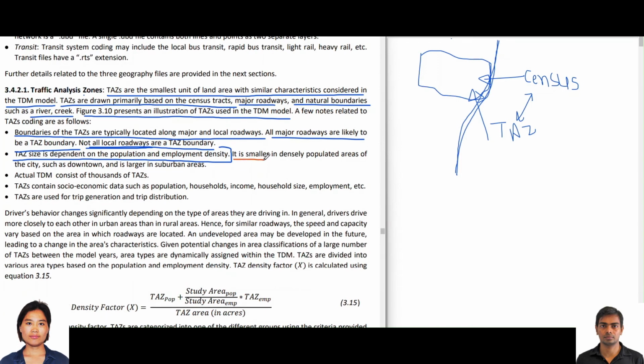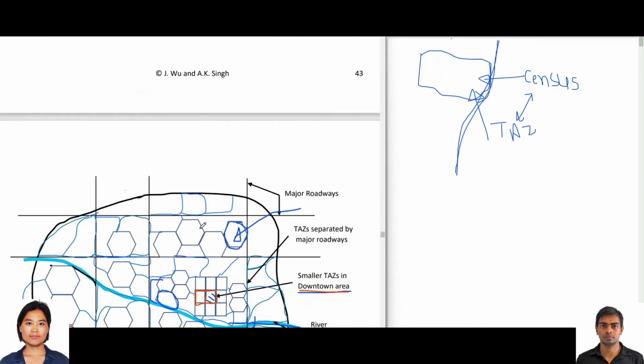It is smaller in densely populated areas of the city such as downtown. So TAZs are smaller in densely populated areas of cities such as downtown and larger in suburban areas, like I mentioned. The actual travel demand model, also known as TDM, consists of thousands of TAZs. So this is just for illustration.